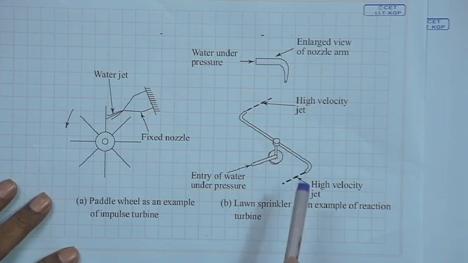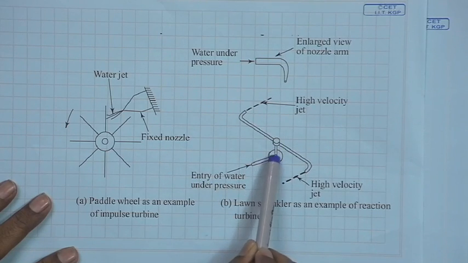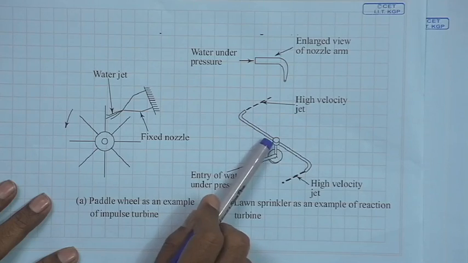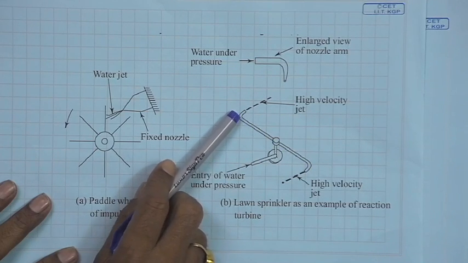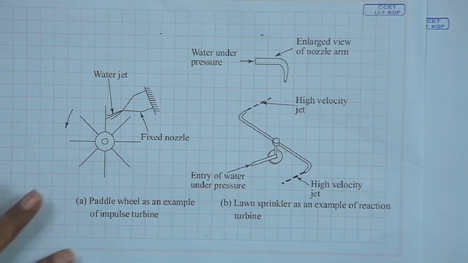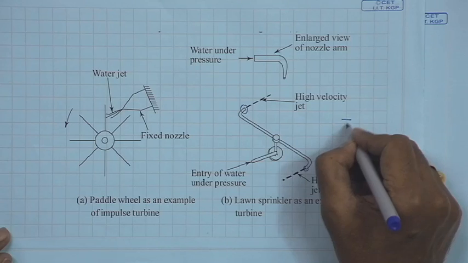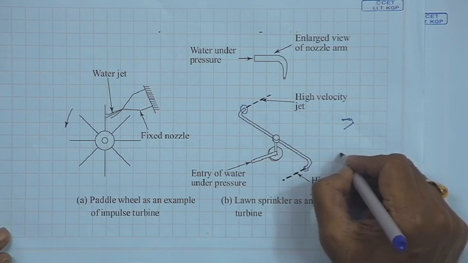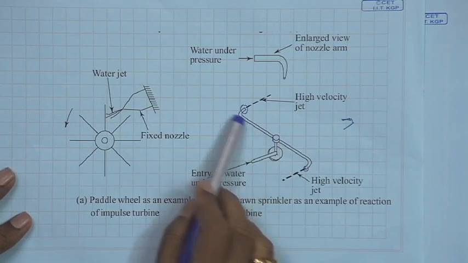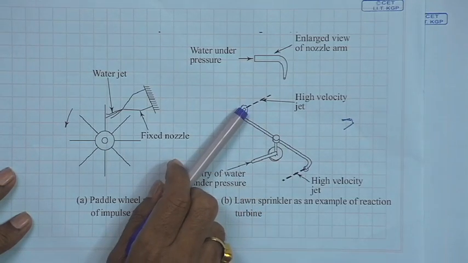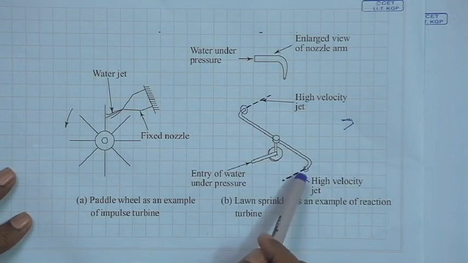Similarly, on the other hand, you see a lawn sprinkler. What happens here? The water enters at high pressure and goes through the two straight arms of the sprinkler, at the end of which there is a nozzle. These nozzles are converging nozzles, converging passages. So, what happens when the fluid passes through the nozzle? It changes its pressure to the ambient pressure and comes out at high velocity.